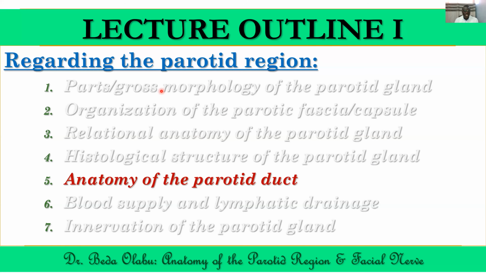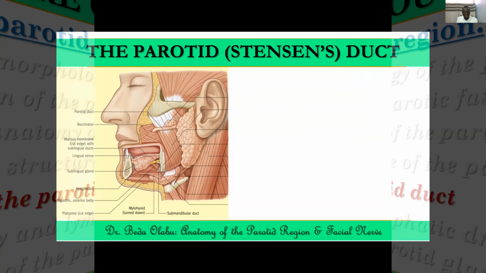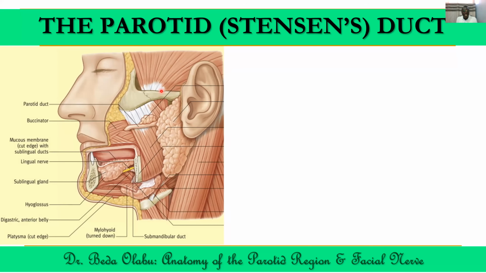Great. So that is the histology of the parotid gland, and that is the best time now to talk about the parotid duct. Having talked about the histology of the gland and how the ductal system joins to form the larger ducts, now we can talk about the parotid duct. The parotid duct is also known as Stenson's duct.